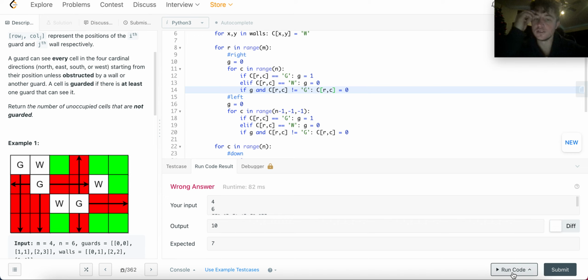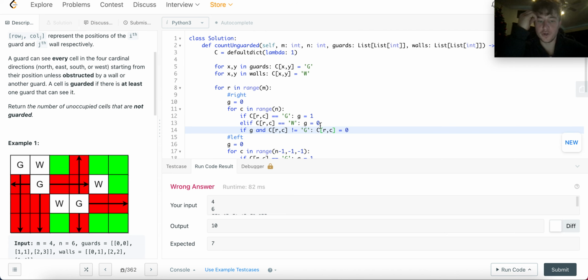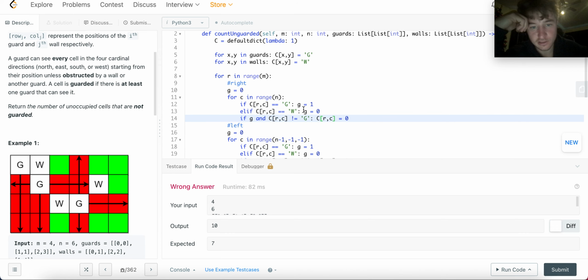10, 10, 10. 10 is weird because there's 3 guards. 10 is such a weird number here.